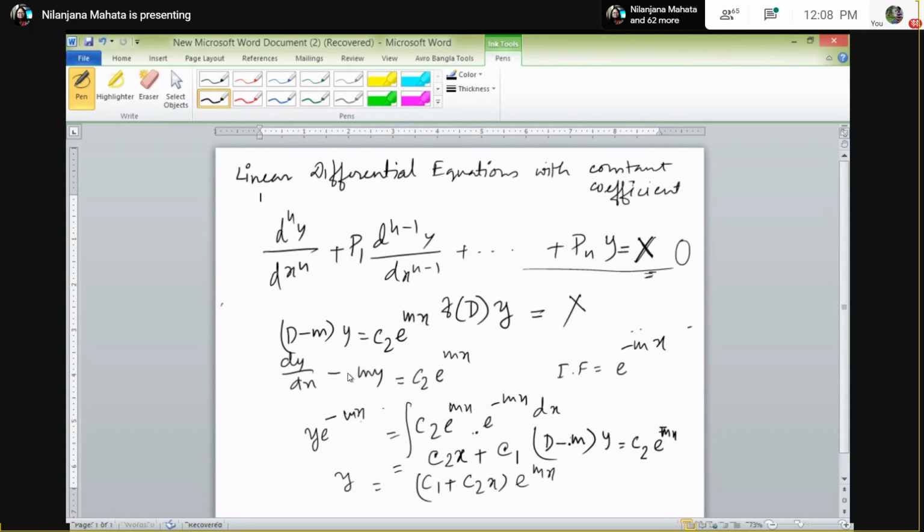So if you have a repeated root twice, then you will have a term like (c1 + c2x) e^(mx) in your complementary function. If you have a root repeated three times, this term will be (c1 + c2x + c3x²) e^(mx). Okay, so this will be your solution of this equation. Your complementary function will come with these terms.